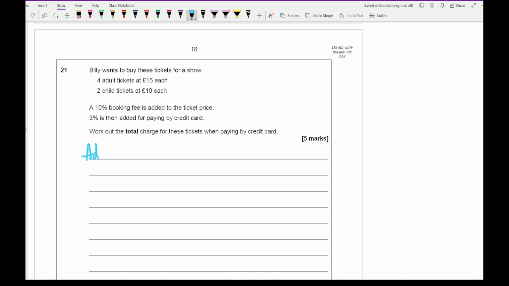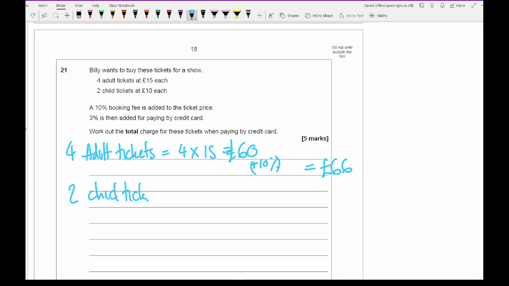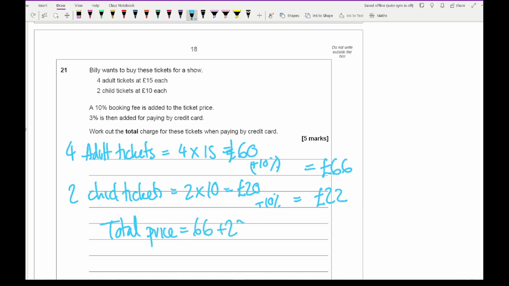So here, adult tickets: 4 adult tickets costs 4 times 15, 60. And what you then want to do is add 10% to that. So 10% of 60 is 6. Total of 66. 2 child tickets equals 2 times 10, which is 20. Then you want to add 10% to that, so that's £2, so that comes to 22. So the total price is going to be 66 plus £22.